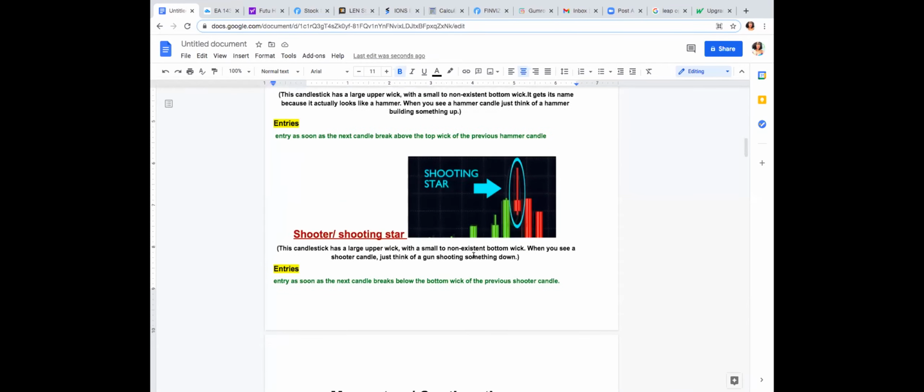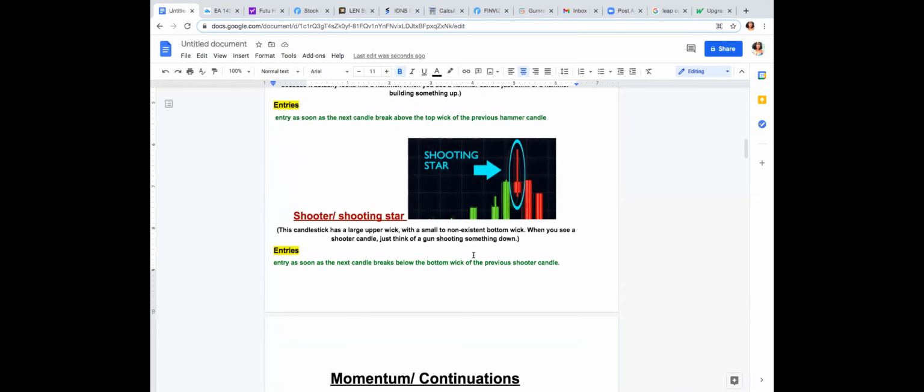Now for your shooting star. The shooting star candle has a large upper wick with a small to non-existent bottom wick. When you see a shooter candle, just think of a gun shooting something down. Now your entry will be as soon as the next candle breaks below the bottom portion of the previous candle, which is the shooter.